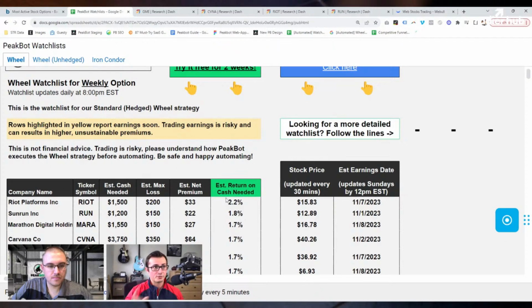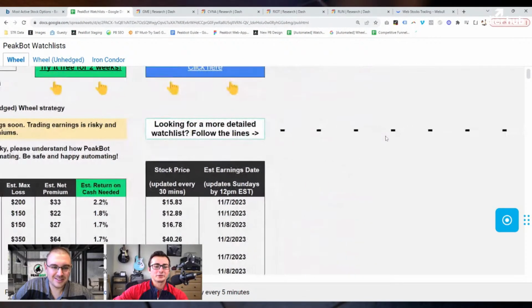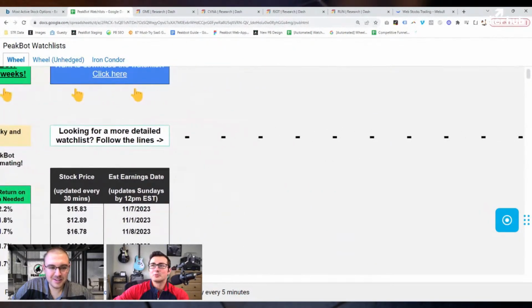Now, if you've been using this watch list for the past few weeks, you're like, where did all of this data go? Where do I see my strikes? Where do I see the deltas? There's a lot of information that's no longer here. Well, if you're looking for a more detailed watch list, follow the lines. I was going to make like a yellow brick road, but I don't know how many people would get that.